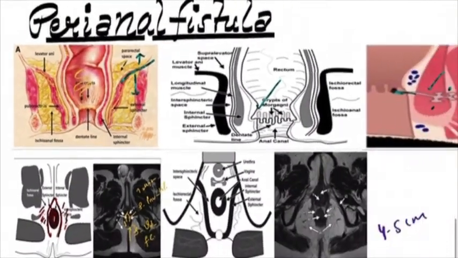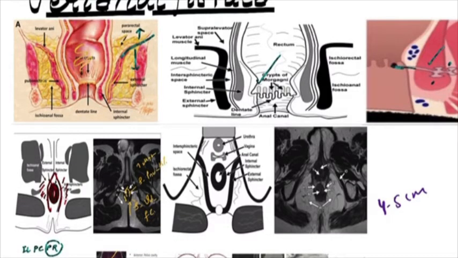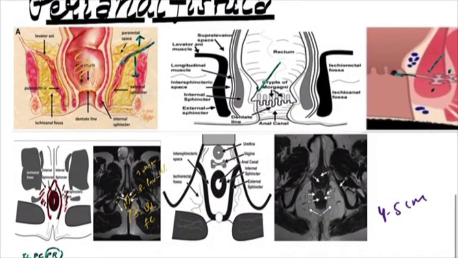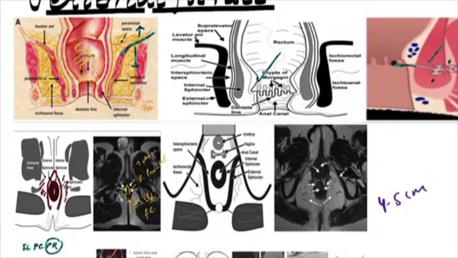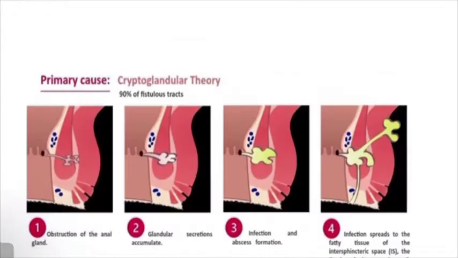Once we know this basic anatomy of the anal canal, now let's learn about the anal fistula. So now let's learn about the perianal fistula itself. The very first thing that you should know is what is a fistula and what is a sinus. A fistula is something which has both ends communicating with something, a hollow organ or the skin.